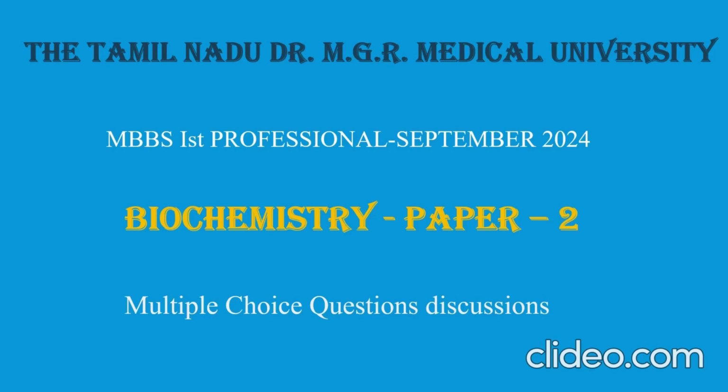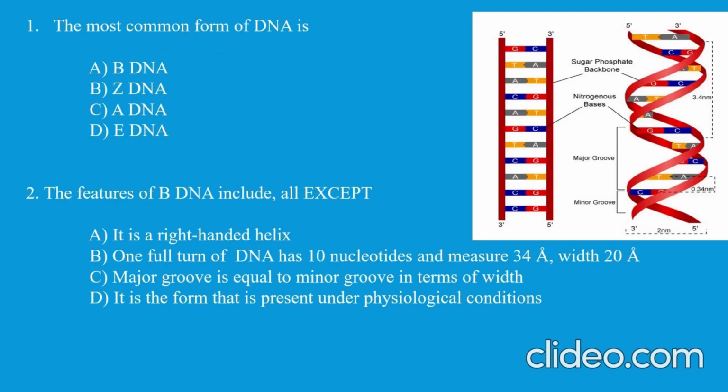So today I am going to discuss the Biochemistry paper 2 of the recently conducted exams in September 2024 by the MGR University. So let's start. So the first question is, the most common form of DNA is, as you know, there are different types of DNA, that is A-DNA, B-DNA, C-DNA, D-DNA, E-DNA, Z-DNA, but the most common form is the B-DNA, right? So the most common DNA present at the physiological conditions is the B-DNA.